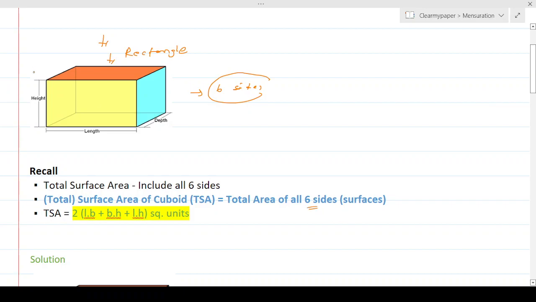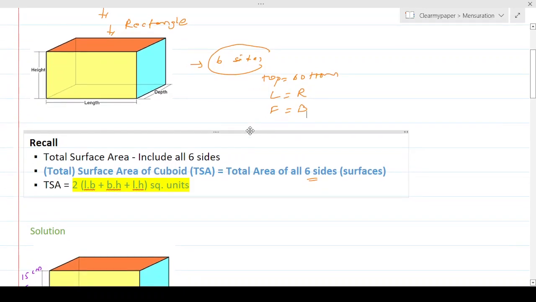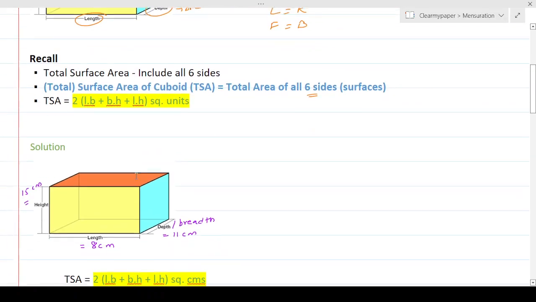And we know that since all the shapes are rectangles, the area of the top and bottom will match. Similarly, the area of the left and right sides will match, and the area of the front will be equal to the back. Since it's a rectangle, the area of each side is the product of the two sides. If you're taking the side at the bottom, then it's going to be length into depth, but you can also consider it as breadth, and so on. We've already seen that, so we just need to apply that formula.